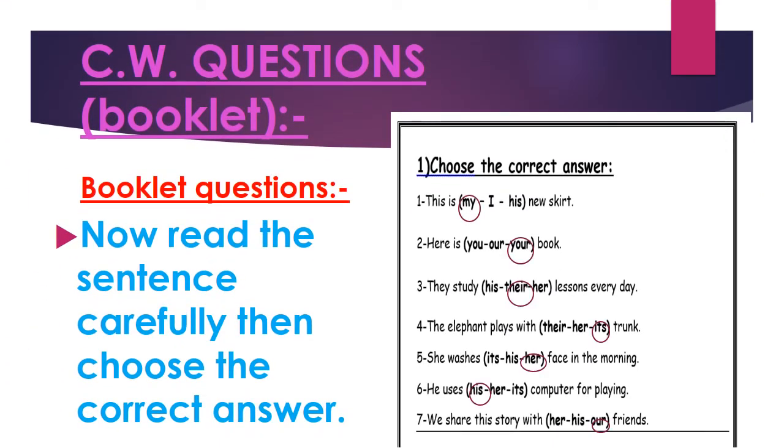Now, classwork questions from the booklet. Now, read the sentence carefully, then choose the correct answer. Number 1. This is my new skirt. Can you give me the answer? My, yes, because I'm talking about things that belong to me. Number 2. Here is your book. The right answer will be your book.